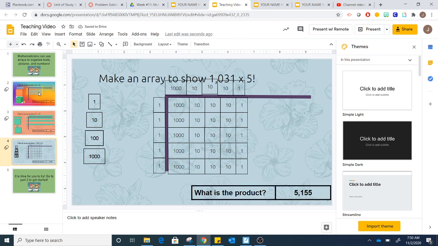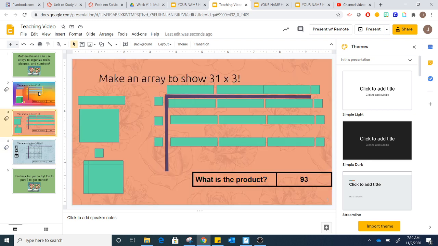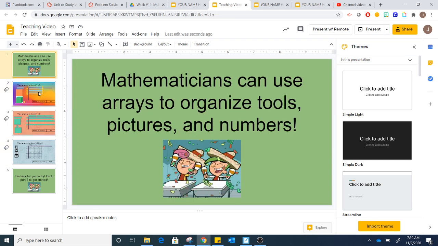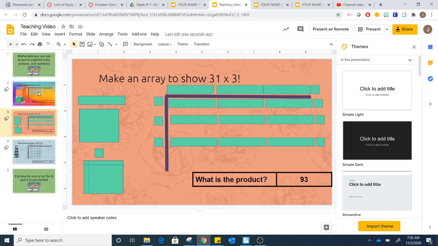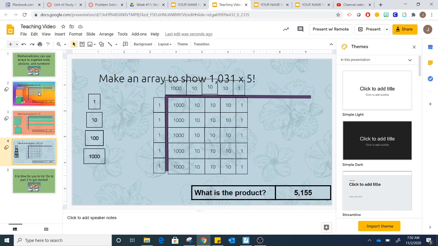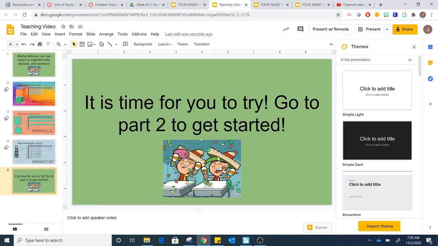And that is how you can show multiplication 3 different ways using an array. You can do it with tools, pictures, and with numbers. And we're going to be practicing that more as you go into rotations and during small group and during mini lesson. We're excited to see your thinking. Now that you're finished with this part, you can go to part 2 to get started.